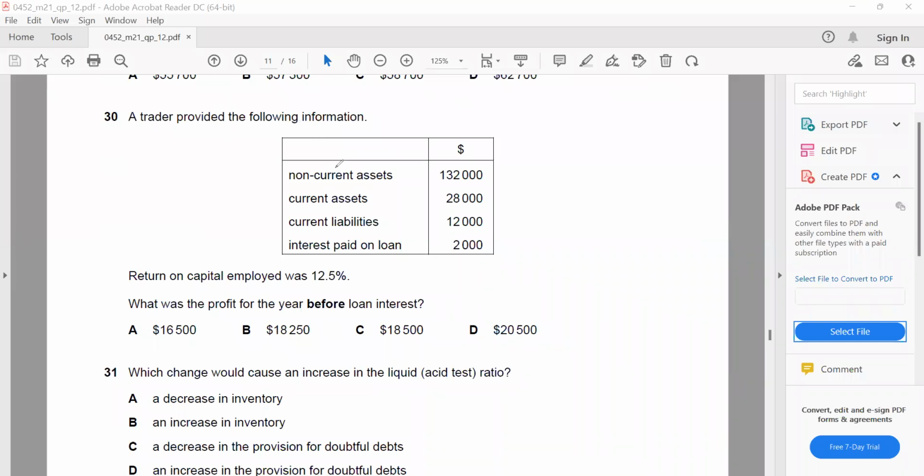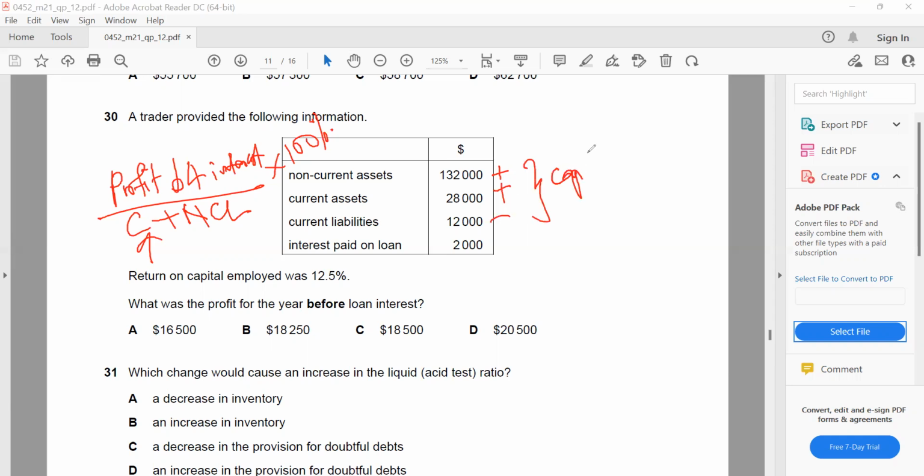A trader provides the following: non-current asset, current liability, interest paid on the loan. Return on capital employed, this formula is the profit before interest divided by the capital plus non-current liability, after that times 100%. So what is the information you have? Non-current, current, okay, interest paid. So these two plus minus, we get the capital. So our capital amount is 132 plus 28 minus 12, which is 148,000. So this is the amount that we get.